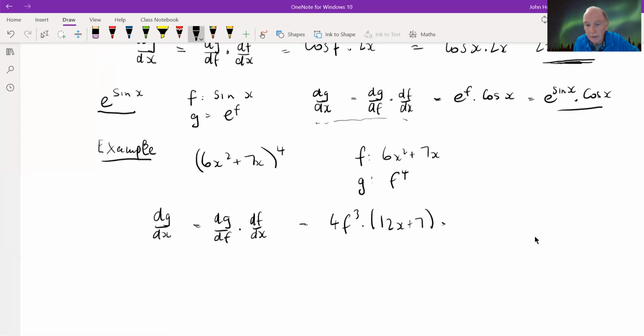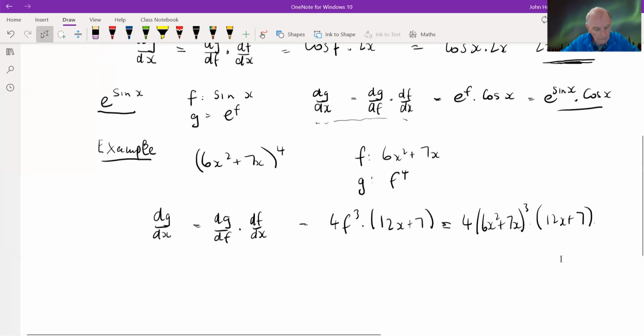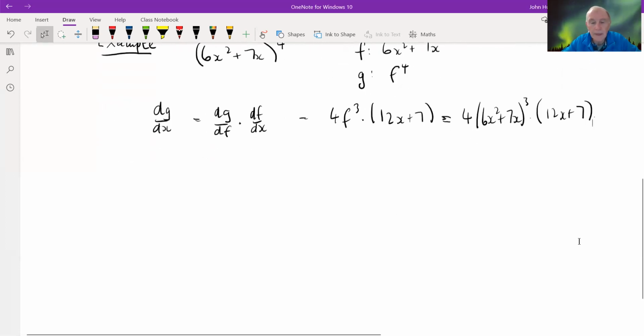Again, what is f? f is given here. We can substitute this back in, so that is going to be 4 times (6x squared plus 7x) all to the power of 3, times this (12x plus 7). Okay, and again we can expand this if we wish, but what I'm doing here is illustrating the point. So that's how it works when we've got a composite function of 2.